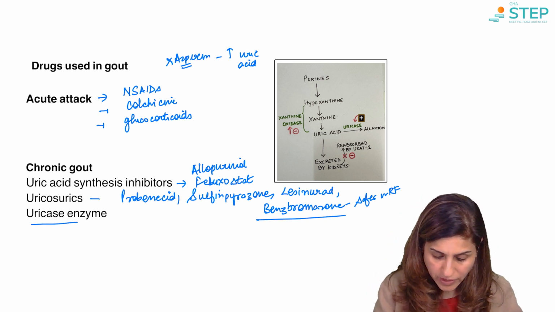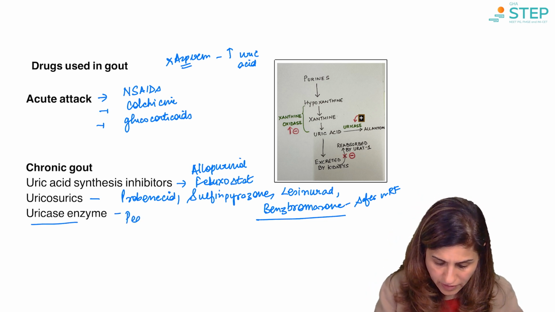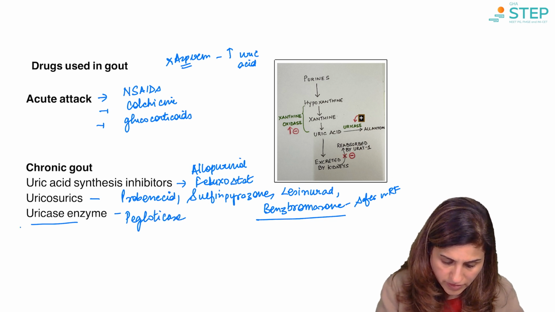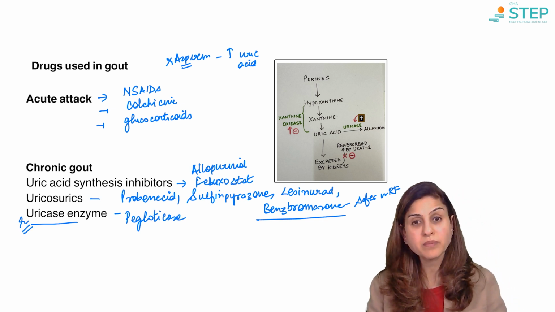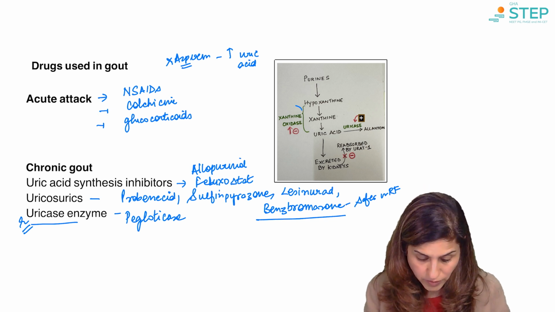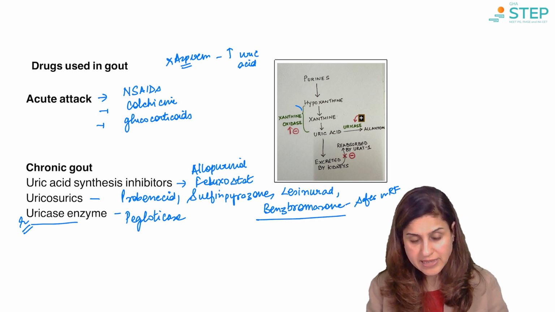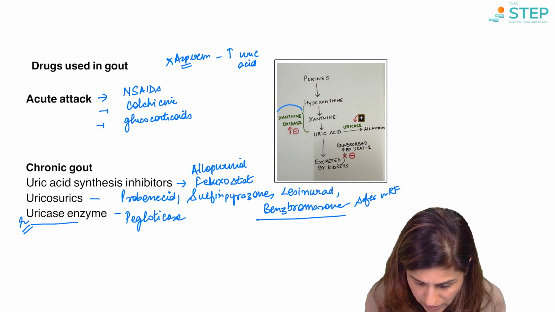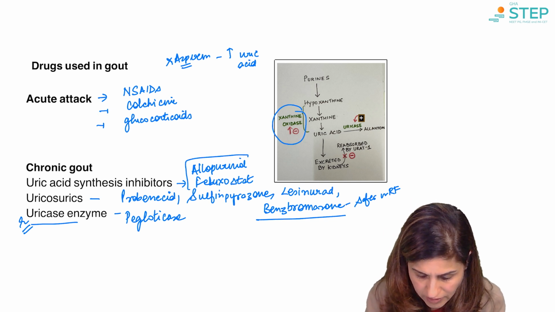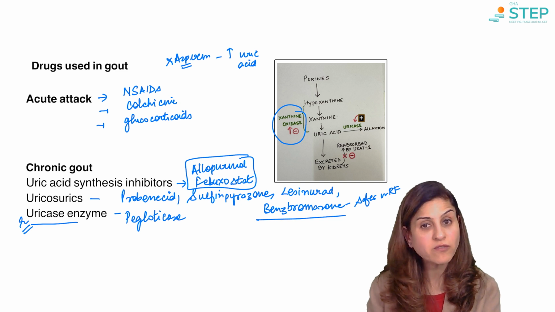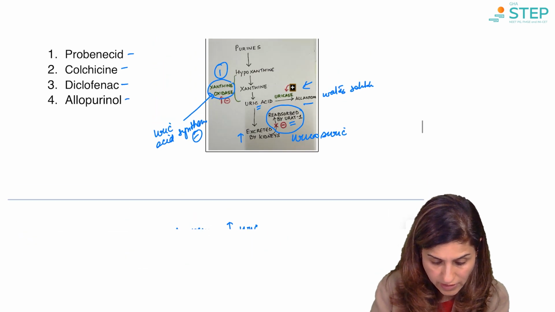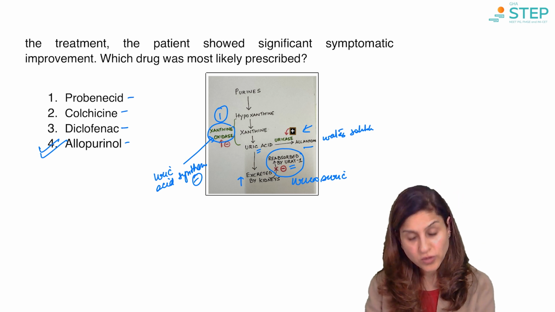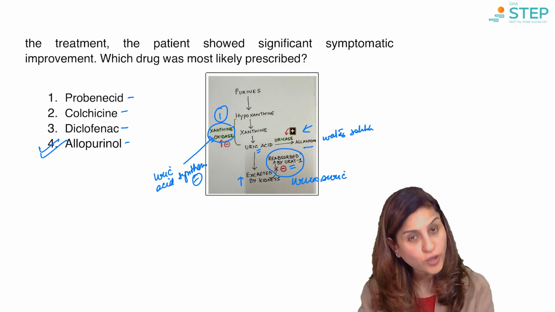Then uricase enzyme recombinant, we have pegloticase. So it's a recombinant uricase enzyme. In the birds, it is rasburicase from the birds, and the recombinant uricase enzyme is pegloticase. So the question here was which of the drugs acts on this step. So these are the two drugs which act on this step. So let's find from the options if we have it available. Yes. So this is your allopurinol. So the correct answer is allopurinol.